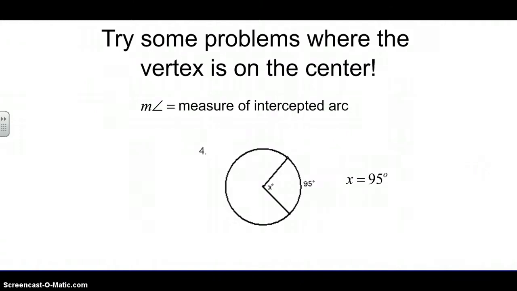Let's try some problems where the vertex is on the center of the circle. We're going to first look at example number 4, and you can see this is the easiest kind. I have my vertex here on the center, so the measure of my angle must be equal to the measure of the intercepted arc, and in this case x is just equal to 95 degrees.